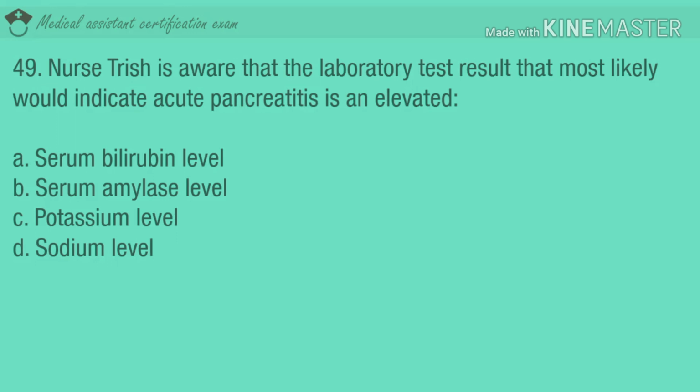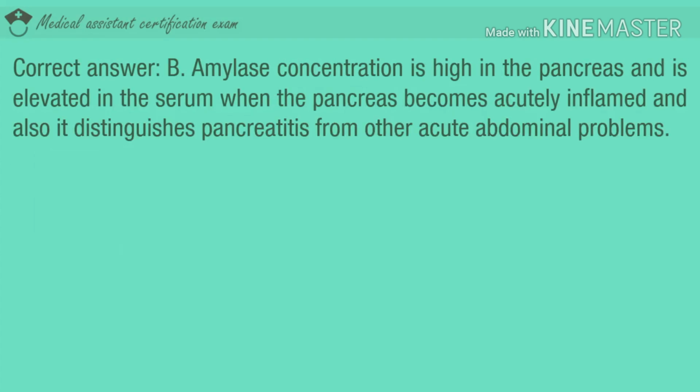Question 49. Nurse Trish is aware that the laboratory test result that most likely would indicate acute pancreatitis is an elevated: A. Serum bilirubin level. B. Serum amylase level. C. Potassium level. D. Sodium level. Correct answer, B. Amylase concentration is high in the pancreas and is elevated in the serum when the pancreas becomes acutely inflamed, and it also distinguishes pancreatitis from other acute abdominal problems.